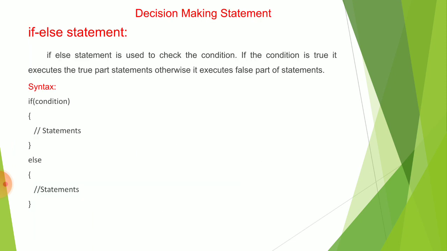First, we see about if statement. There are three types of if statement available in C language. First, we see about simple if else statement. The if statement is used to check the condition, whether the condition is true or false. If the condition is true, the true block of code is executed. Otherwise, the false block of code is executed. This is the syntax for if statement: if condition, statements, else, other part of statements.